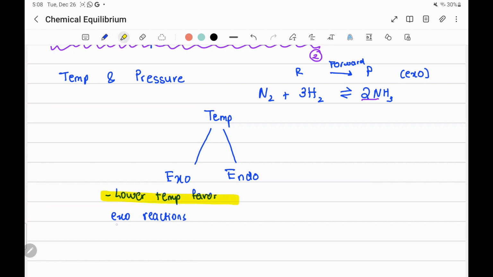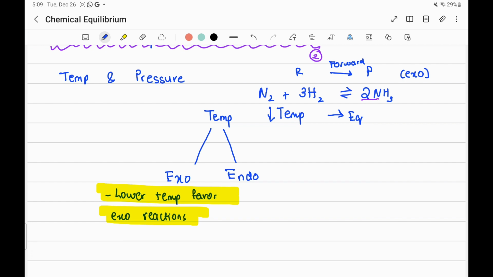Really, it's the simple fact that you need to remember. Lower temperature favors exothermic reaction. So if you lower the temperature of the system of this reaction, then the equilibrium would shift to the right side. Lower temp, equilibrium, right side.